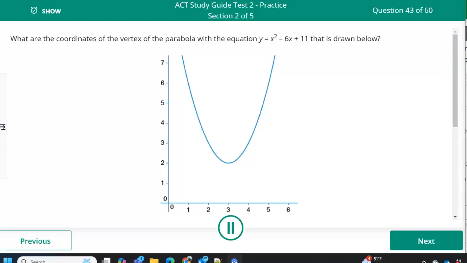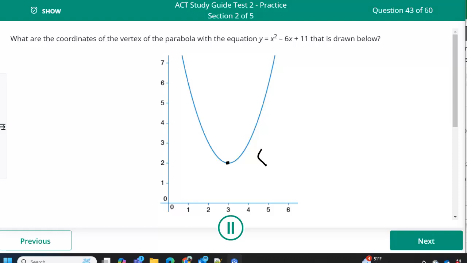All right, let's see, what are the coordinates of the vertex of the parabola with the equation y equals x squared minus 7x plus 11 that is drawn below? Okay, the way I would do this first is, because it's drawn in here, this is the vertex right here, the lowest point. It looks like we can just get it right out of the graph. We could try to get it out of the equation, but I would start with getting it out of the graph, plugging it into the equation, and seeing if it works.